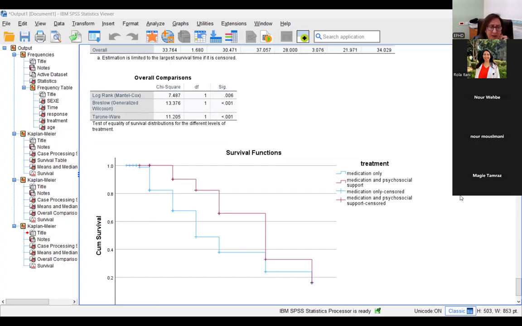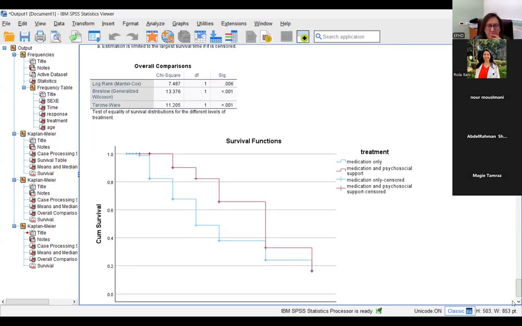Maggie, go ahead. According to the curve and the table above it, those patients who were taking medication and psychosocial support had significantly better survival outcomes than those on medication alone, as we can see from the three statistical tests. The p-value is always significant. Great. Anyone else would like to add something?